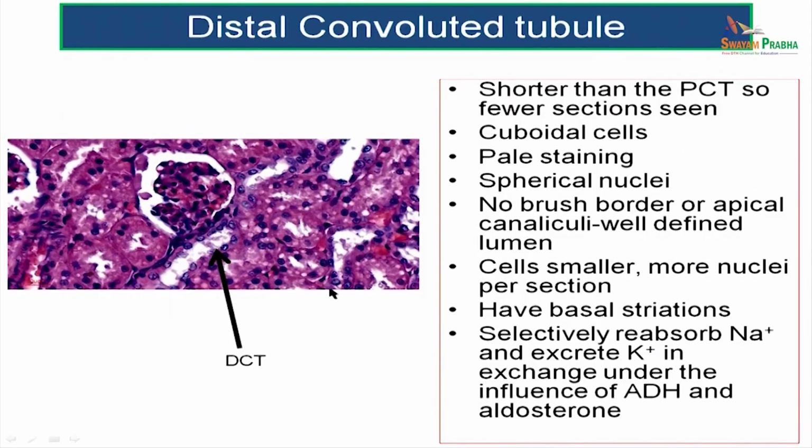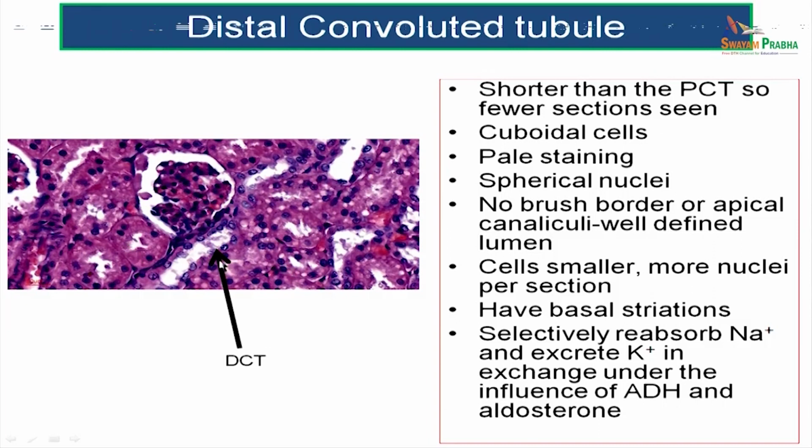We will now look at the structure of a distal convoluted tubule. This is a section through the cortex, a high power view. You can see so many sections of proximal convoluted tubule as compared to distal convoluted tubule. You know the reason why it is like that.